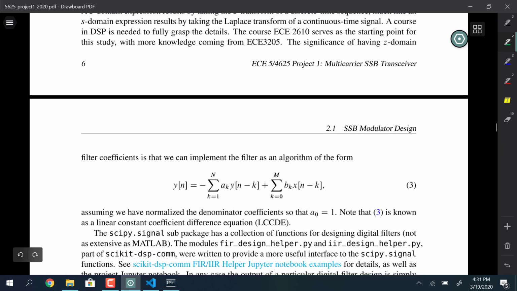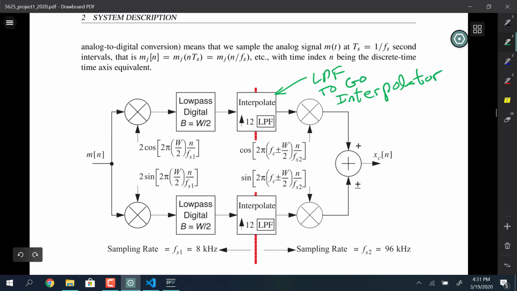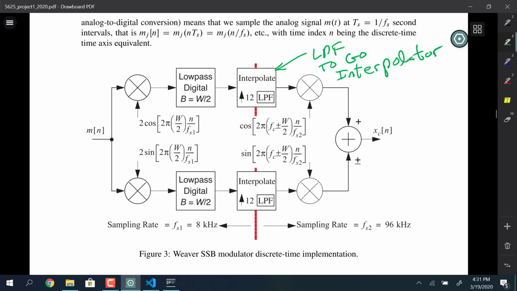See if I can get this thing to roll to that. Okay, so you've got to implement this in the Weaver modulator. One of the things you have to be able to do is take all the signal samples that come in here, and you need to be able to multiply them times a cosine. That cosine will have fs1 equaling 8,000, w is equal to 4,000 in this case, but you'll need to figure out a way to do that.